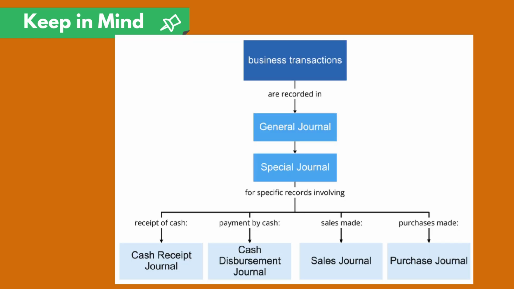Business transactions are recorded in the general journal and special journals. For specific records, cash receipts should be recorded in the cash receipts journal, cash payments in the cash disbursement journal, sales in the sales journal, and purchases in the purchase journal.